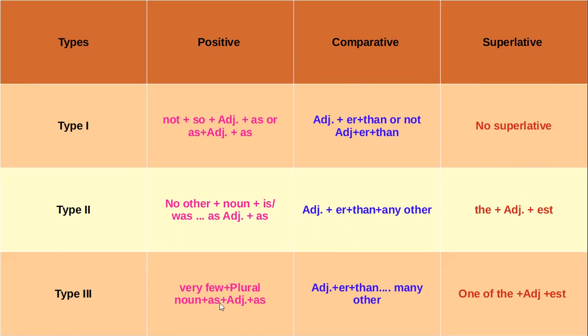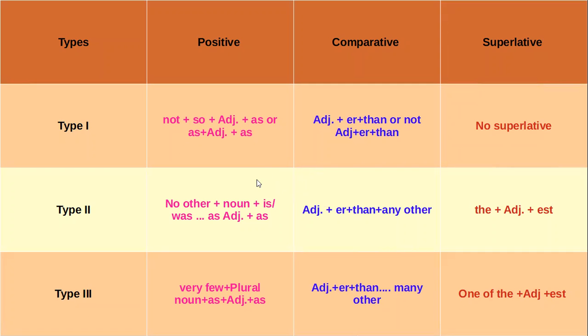Type 3, positive: very few plus plural noun plus as plus adjective plus as. In comparative: adjective plus er plus than plus many other. In superlative: one of the plus adjective plus est. So this is the structure of degrees of comparison. By using the structure, we can frame the sentence.